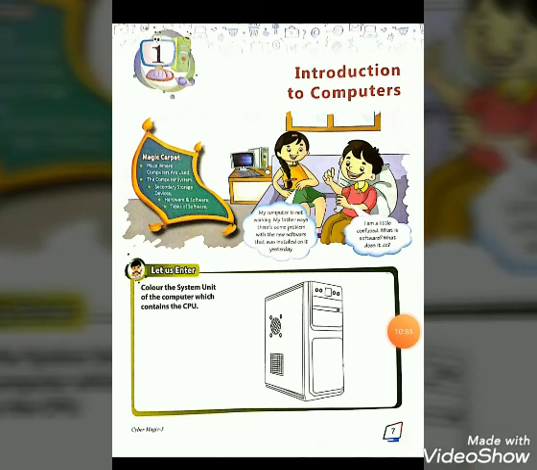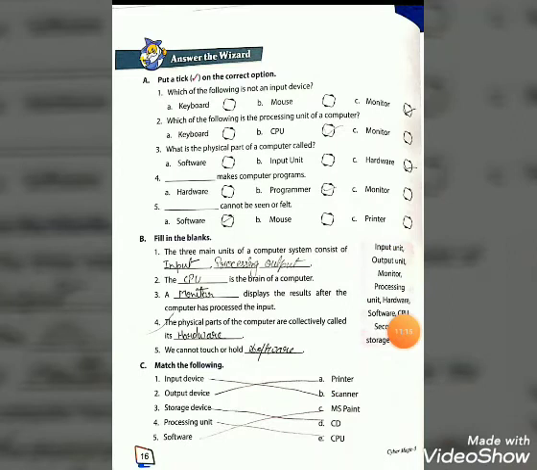Now, my dear students, we have completed our chapter 1, Introduction to Computer. I hope you all have understood your chapter very well. Now, I am going to give you homework and you have to do your homework in your notebook. Your homework is on page number 16, question A. Put a tick on the correct option.